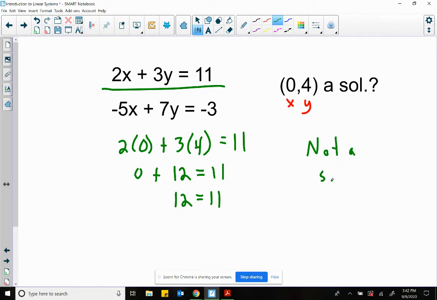You don't have to check the second one. The moment it doesn't work in one of them, you're done. So since this did not work in the first equation, this cannot be a solution because it has to be true in both of them. And this is not true.